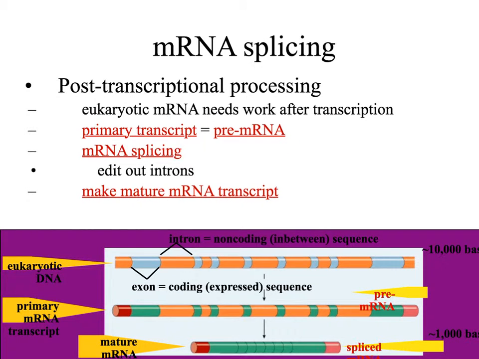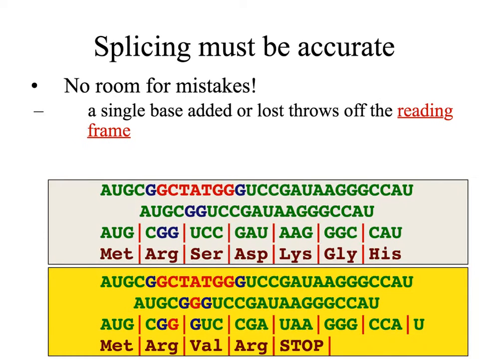After transcription, the mRNA needs to get edited or spliced. It needs a lot of work after transcription. The primary transcript that's made, which we call the pre-mRNA, is going to get spliced. Basically that takes out the introns. All the introns get taken out, and now we have a mature mRNA transcript. It has to be really careful that the splicing is accurate. We don't want any mutations. One little tiny mistake, a single base, will throw off the whole reading frame and cause mutations.